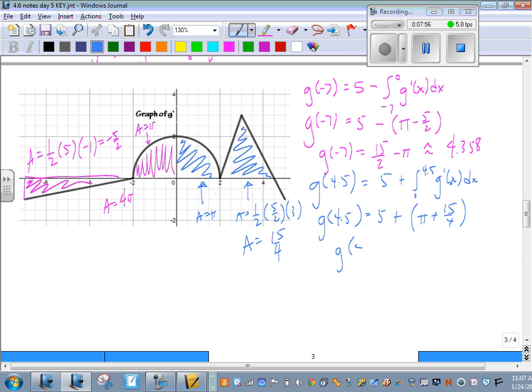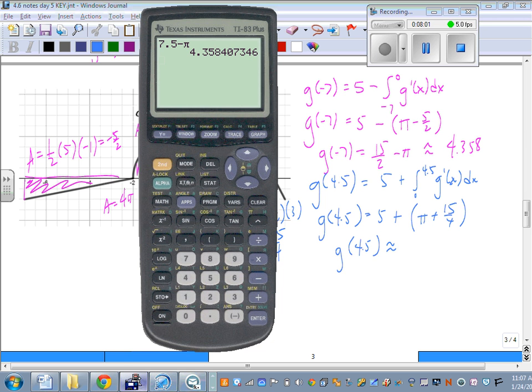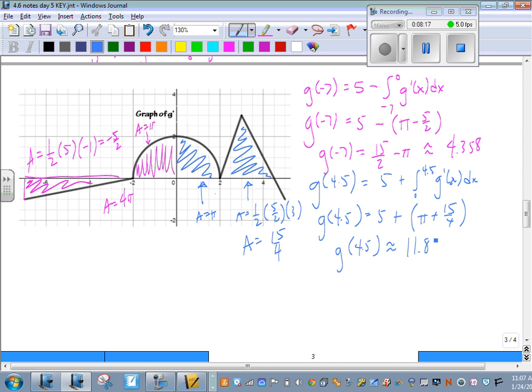Let's just go ahead and get a decimal approximation for that. So we get 5 plus pi plus 15 divided by 4. We get 11.892. So far that's looking to be maybe like our maximum. We know there's a local maximum there. And we should kind of figure out, looking at this, that it's only going to get smaller at our endpoint, but let's go ahead and calculate that.